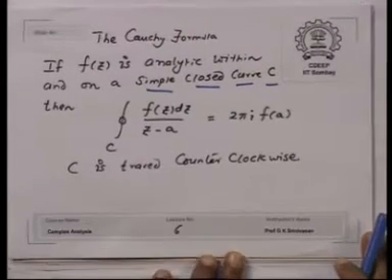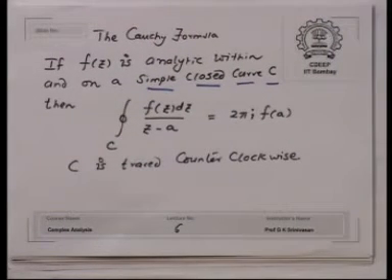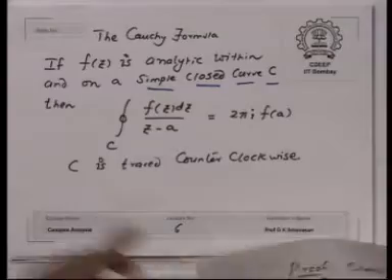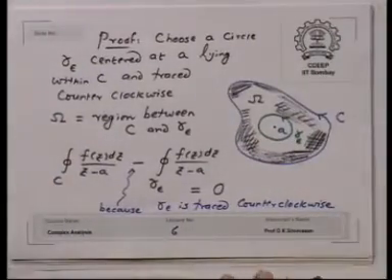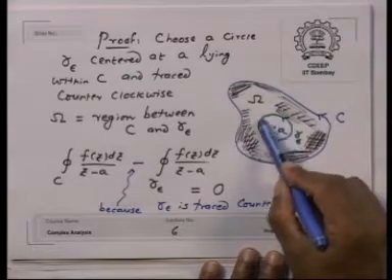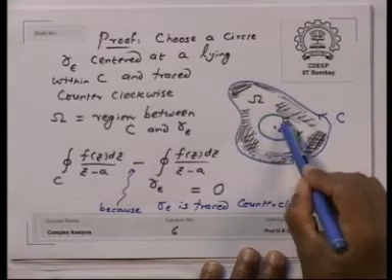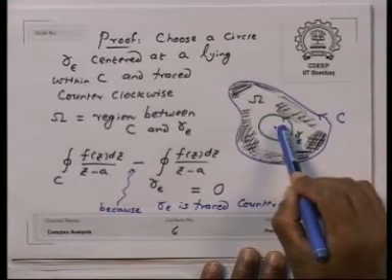In the denominator, the integrand is troublesome at which point? At the point z equal to a, correct? All right. So, let us look at the proof of the theorem. Proof of the theorem. First of all, choose a small circle with center at a, correct?